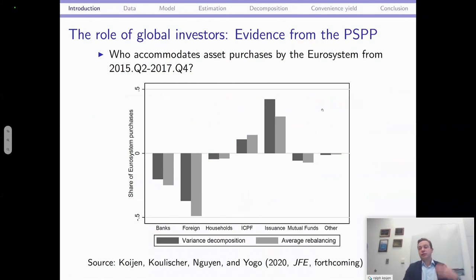These bars over here correspond to new issuances, which is of course another way to meet those purchases. The lighter gray bars is just the average balancing. The darker gray bars is a better identified measure of who's taking the other side of the trade of the securities purchased by the Eurosystem. And an important observation here is that on the investor side, by far the most important investors to accommodate these purchases are actually foreign investors, those outside of the euro area. What it means is that in understanding the impact of purchase programs, you want to take a global perspective and think about asset demand globally.